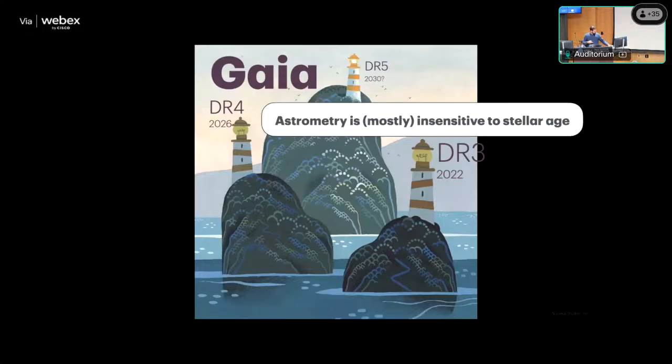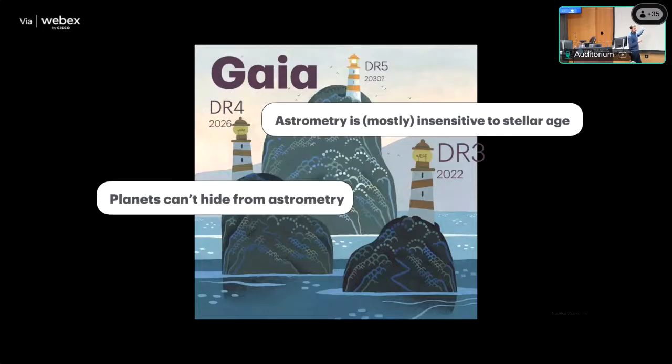So why do we like astrometry? It is basically insensitive to stellar age. And that's not entirely true, but it's pretty true. So we can find giant planets at young ages, intermediate ages, old ages. And we're not just limited to the techniques that impose all these age restrictions that we've historically had in the field. Planets can't hide from astrometry in the way that they can from radial velocities.